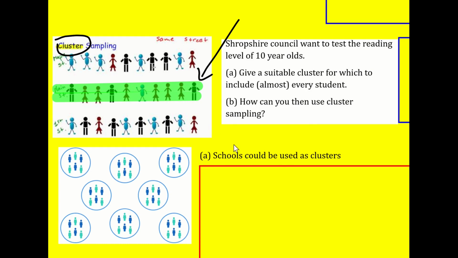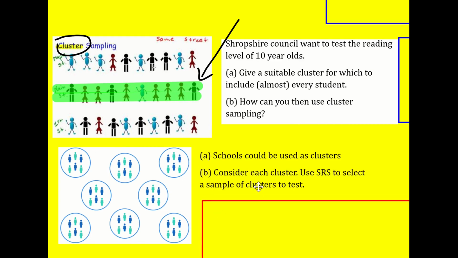So you can consider every school to be a cluster, and then you can sample that by considering each cluster and using a simple random sample to select a sample of clusters to test. I don't think I said that before. So to get my streets, I might write all the streets down and then do a simple random sample. So in this one as well, we've got some simple random sampling.